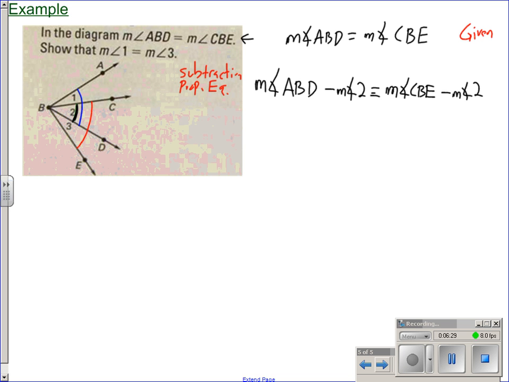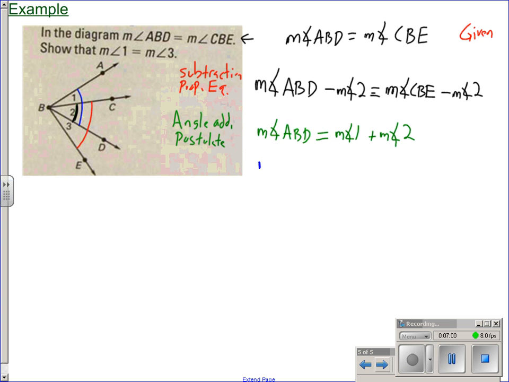So now, what we need to do is make another statement. We know, looking at the blue angle in the picture, the measure of angle ABD is equal to the measure of angle 1 plus the measure of angle 2. Okay, the reason that's true, this is the angle addition postulate.